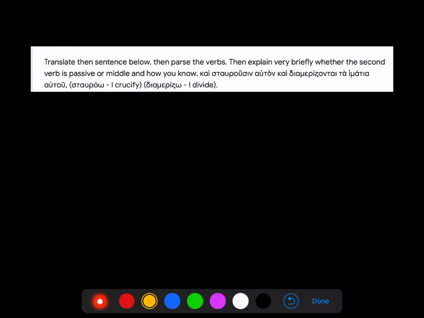Okay, so here's a sentence, and this is Mark 15:24. And here is what it says. So it's starting right here. Kai staurousin auton kai diamerizontai ta himatia autou. Okay, and how do we translate that?